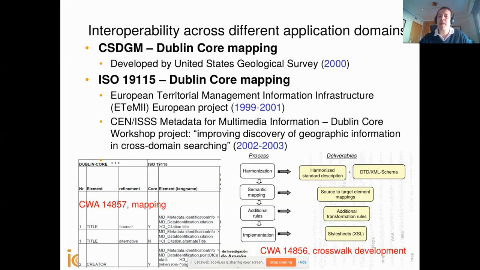describing multimedia information. And myself and other people participated in a project focused on improving the discovery of geographic information in cross-domain searching by means of Dublin Core. So we established a mapping between the ISO standard and Dublin Core, and we also proposed some guidelines for the development of crosswalks, automatic tools, automatic programs to generate the transformation between both standards.